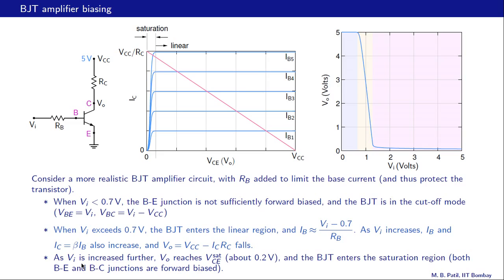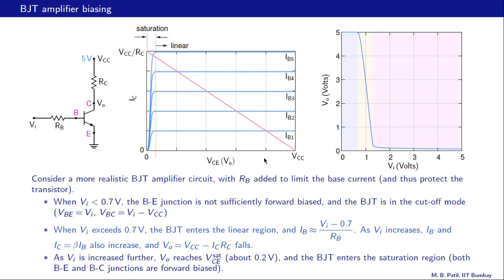As we keep increasing VI, the output voltage VO will reach VCE sat at some point. What is VCE sat? It is the value of VCE in the saturation region. So it's between 0 and 0.2, and we often take it approximately as 0.2. And when that happens, the BJT enters the saturation region, that is both the base emitter and base collector junctions are now forward biased.